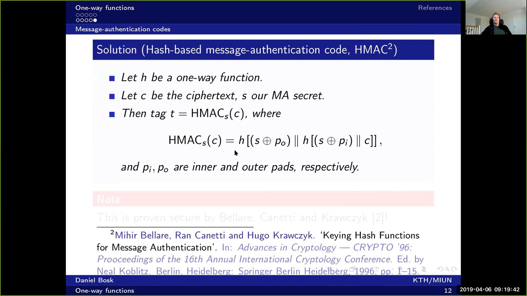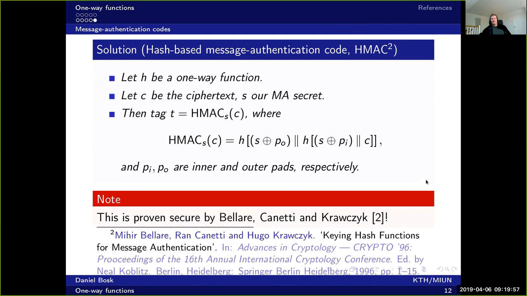So you need to run this hash function first on the ciphertext, and then you take the output of that and run it into the hash function again, and in both cases you mix in the key there. And then you get a tag. And this scheme is actually proven to be secure in this paper.